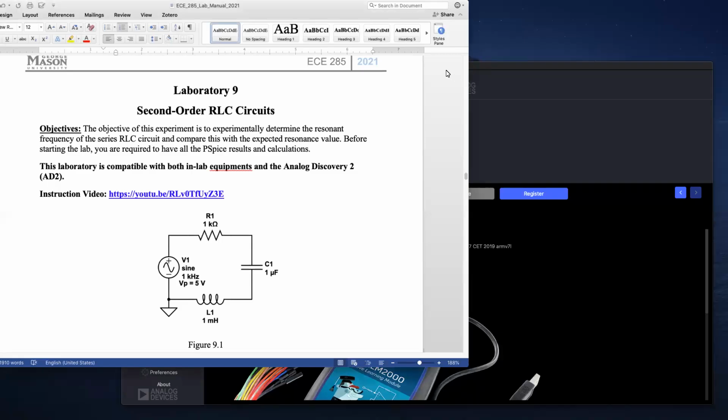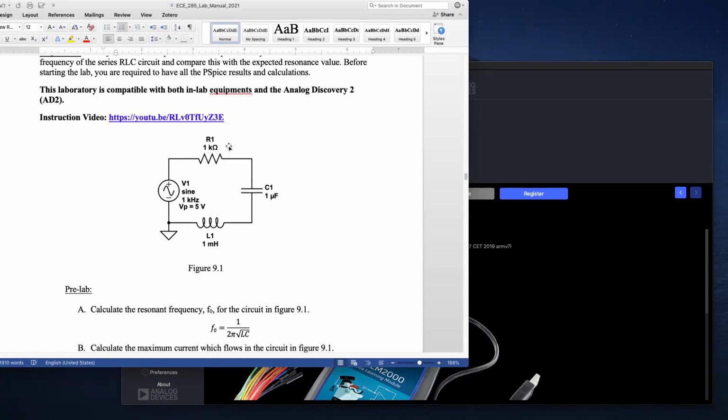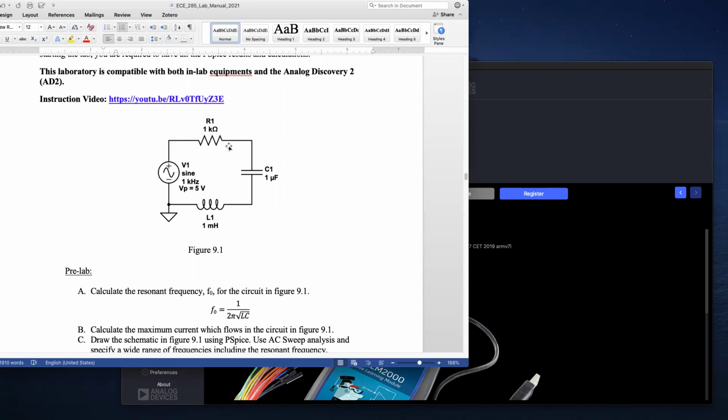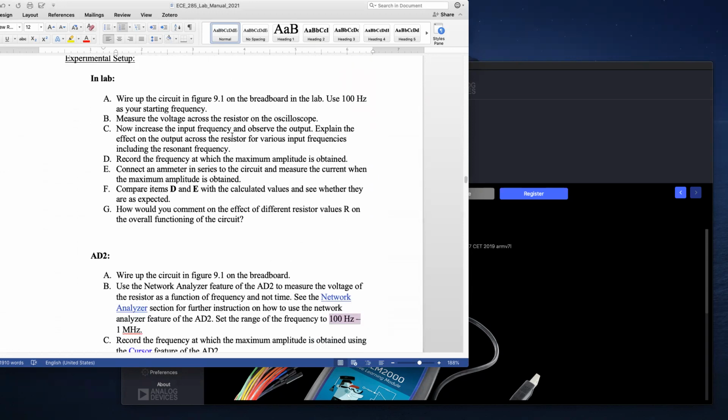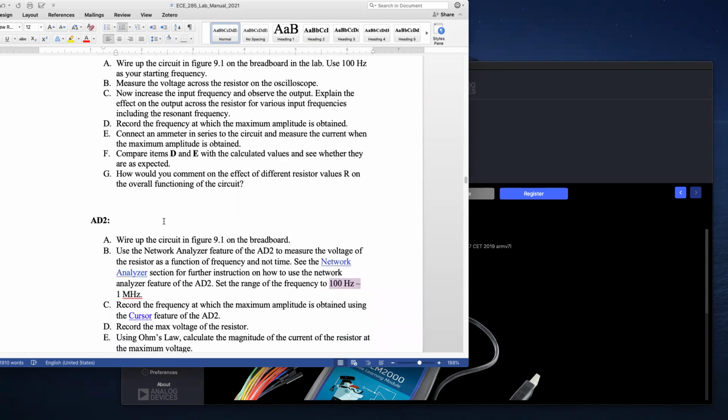Hi, I'll go over how to do Lab 9 of ECE 285, which is regarding second order RLC circuits. So for this lab, we have a series RLC circuit where we have an AC source, and we have a 1K resistor, 1 microfarad capacitor, and 1 millihenry inductor. And what we'll do in lab is we'll just measure a frequency sweep across the resistor, because we want to measure the max voltage across the resistor.